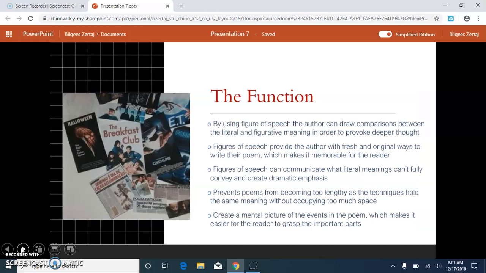The functions include: by using figures of speech, the author can draw comparisons between the literal and figurative meaning in order to provoke deeper thought. Another one is the fact that it prevents poems from becoming too lengthy, as the techniques hold the same meaning without occupying too much space. Another is it can create a mental picture of the events in the poem, which makes it easier for the reader to grasp the important parts.